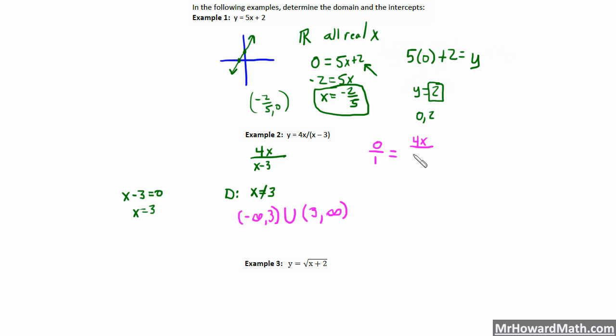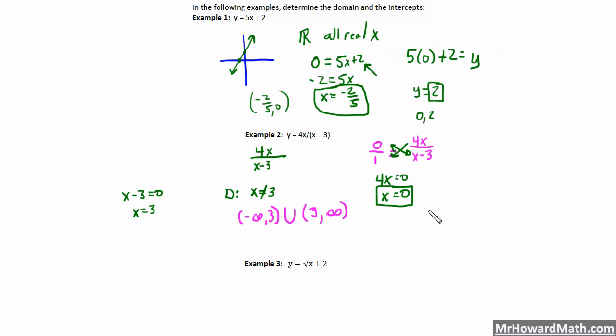So we have 4x over x minus 3, and then we're just going to cross multiply here. Okay, so we get 0 times x minus 3 is just 0, and 4x times 1 is just 4x, so we end up with 4x equals 0. So we divide by 4, we get 0 divided by 4, which is just 0. So the x-intercept occurs when x is 0, right here.